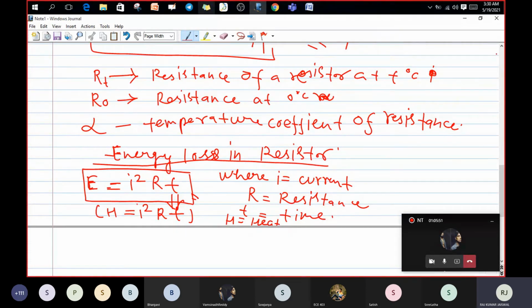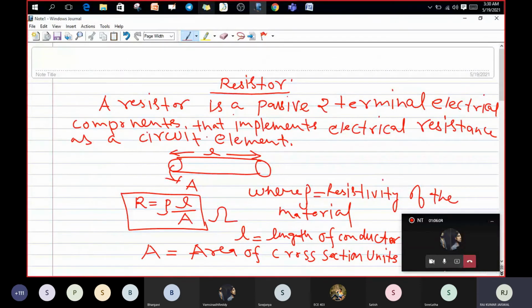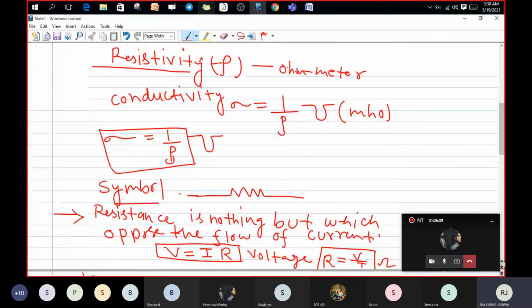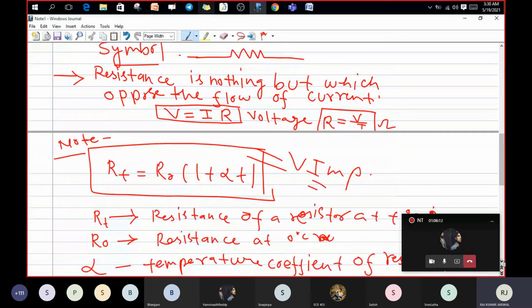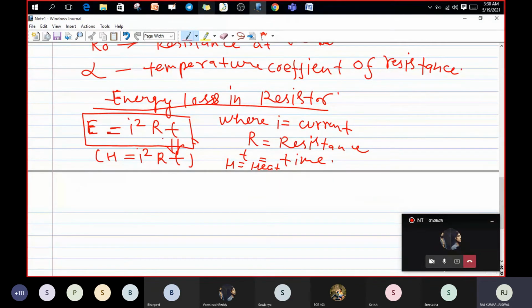It just started. Okay, H equals I square RT, otherwise you could write E equals I square RT. These are the concepts which we are following in the resistor. Okay, guys, resistor, R equals rho L by A. Next, V equals I into R. This is the main formula which we use frequently in our network theory class. And RT equals R naught (1 plus alpha T) is for further studies. And E equals I square RT, this formula we also use very less.